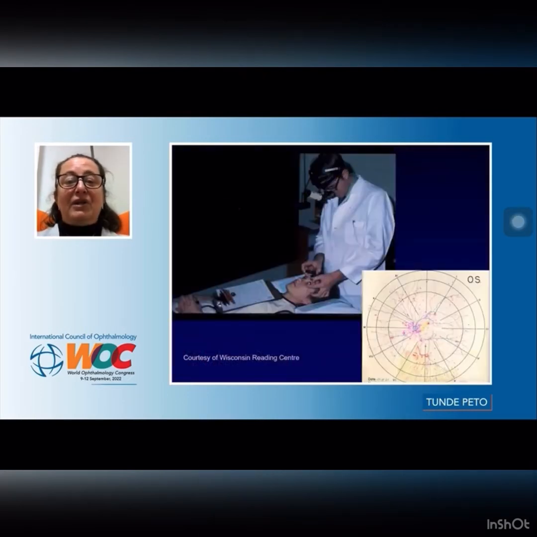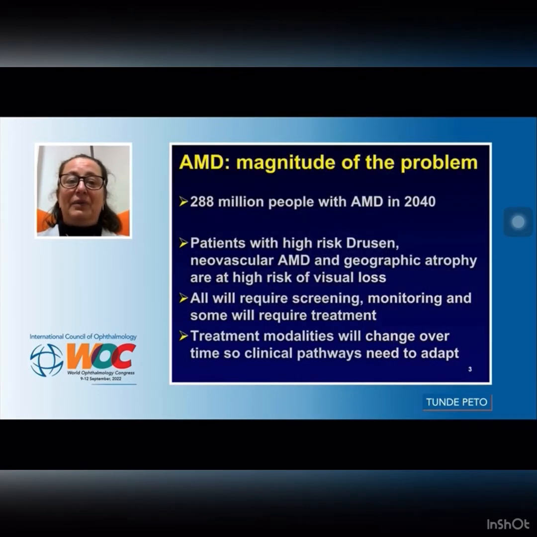In ophthalmology, we started with being able to examine all of our patients with an indirect or direct ophthalmoscope or a slit lamp. And sometimes we made very detailed drawings of the back of the eye, such as this one, courtesy of the Wisconsin Reading Center from about 1962. As time went on, people have been diagnosed with many more diseases, and the magnitude of some of the eye diseases has become a real issue.